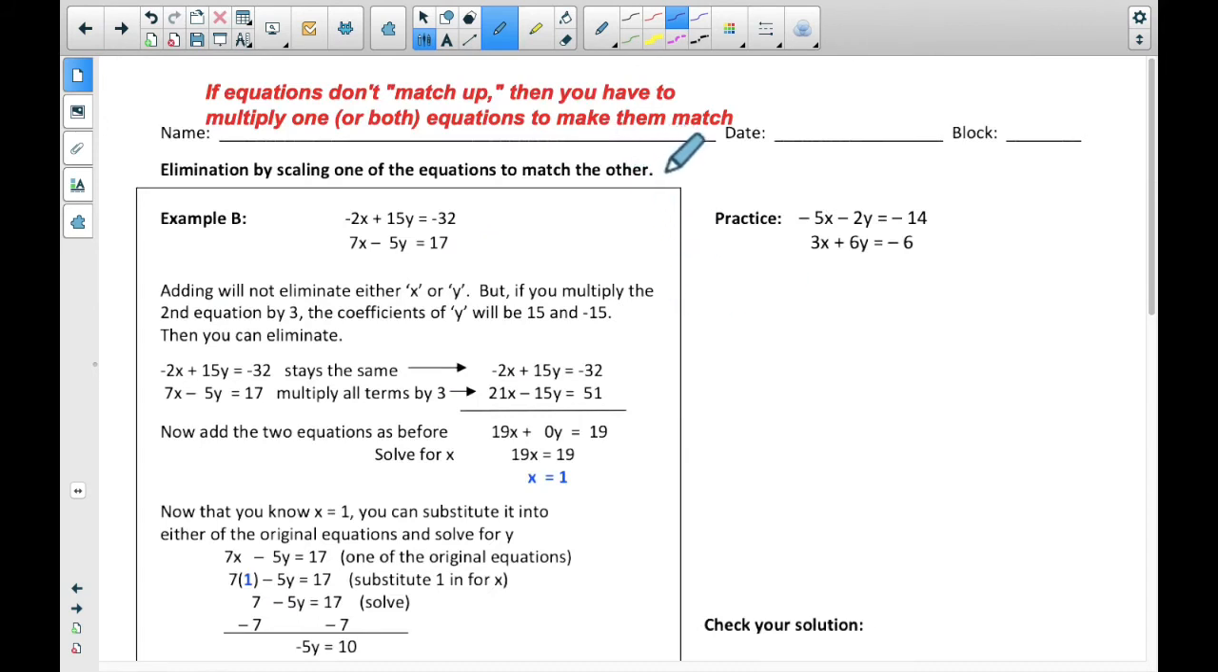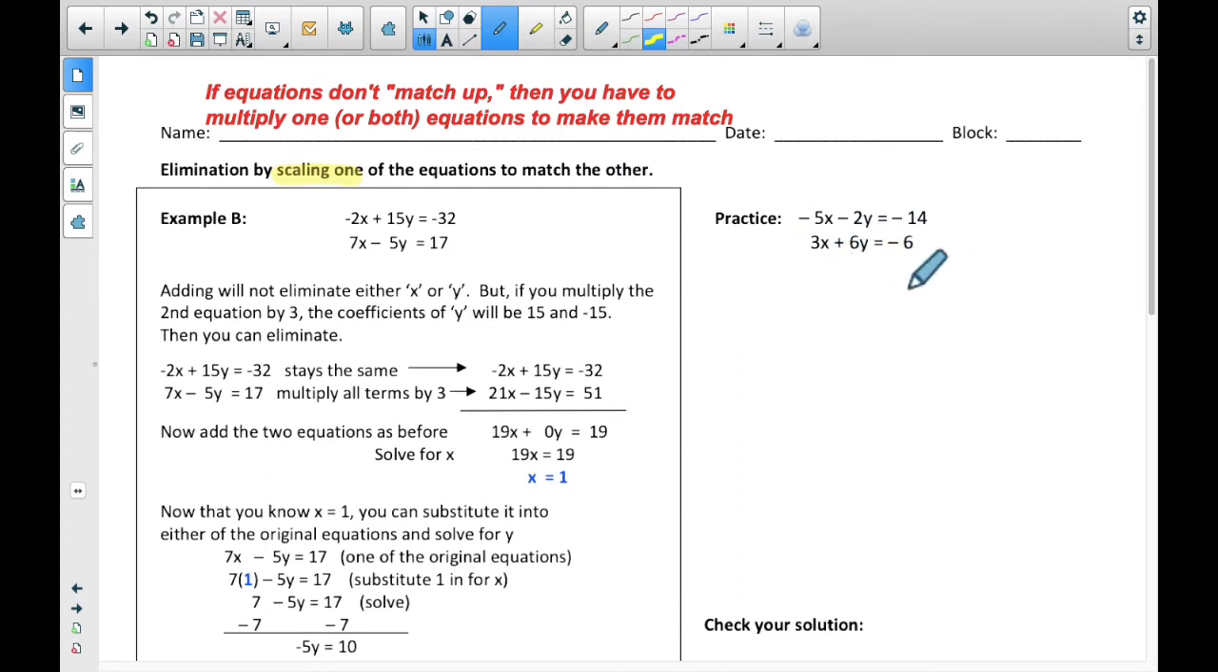Okay, on the back side, the equations don't match up like they were on the other side. Like on the other side, it was very easy that the y's matched up or the x's matched up. On this side, they don't. But then we have a process for that. If they don't match up, then you just have to multiply the equations to make them match. And sometimes we call that scaling the equations.